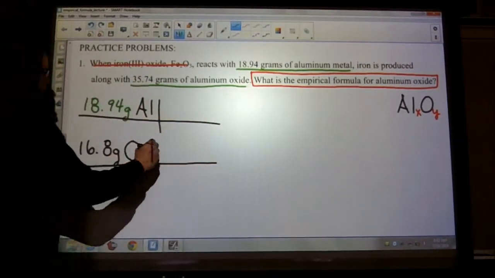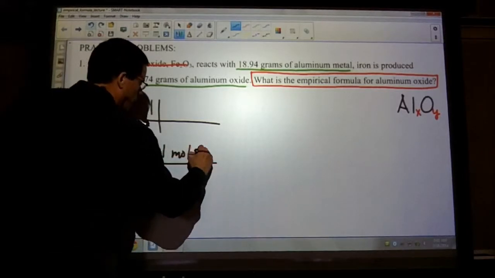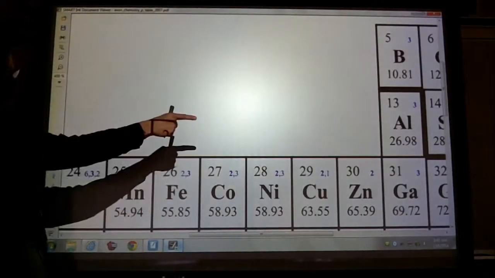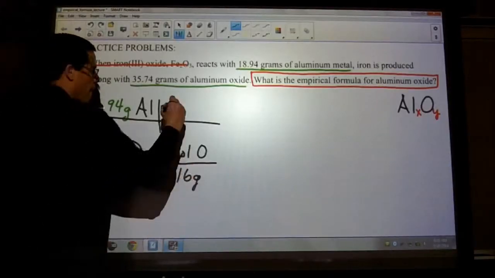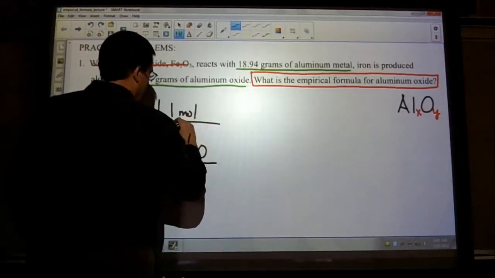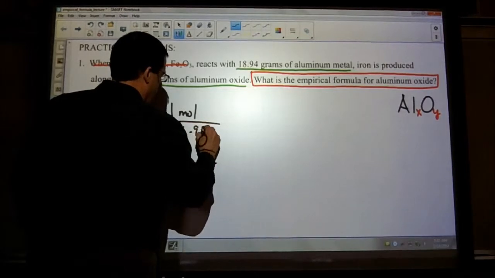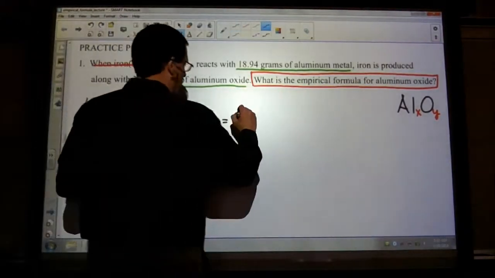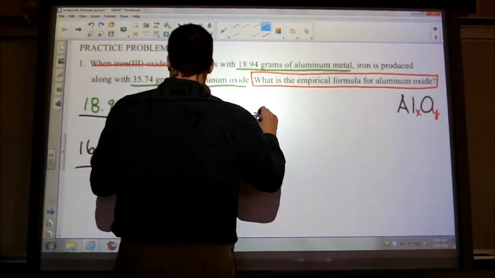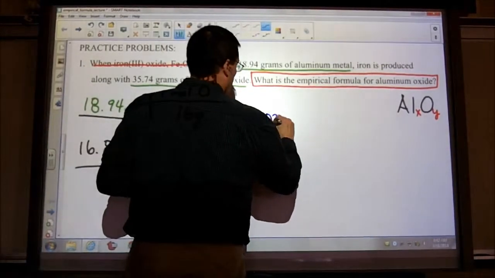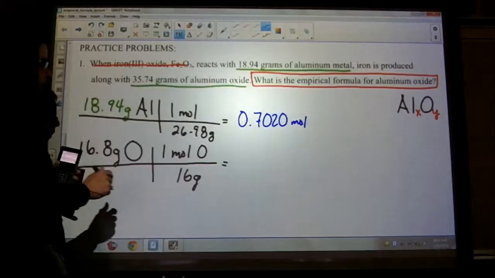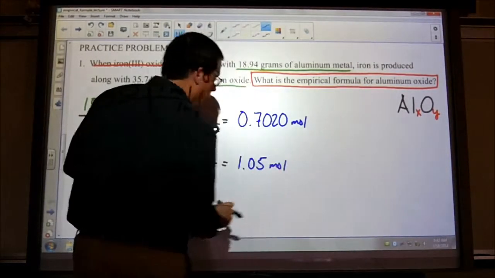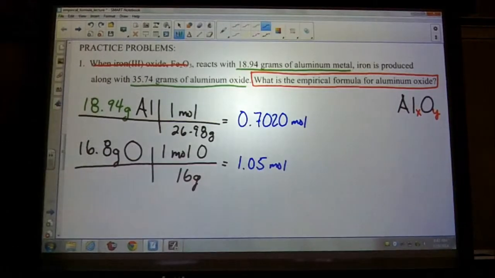Okay. So we need to find out how many moles. And I know oxygen is 16, aluminum is 26.98. And let's get some numbers here. So 0.7, say 0.2. So is that 1.05? Okay, so we have those values.